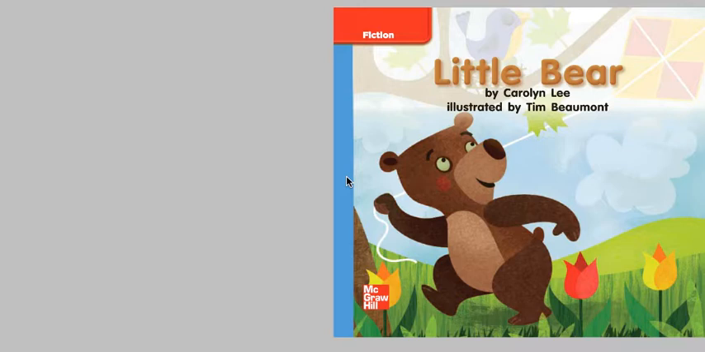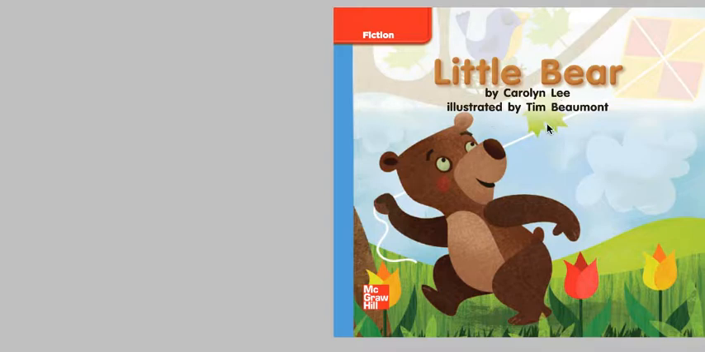Now it's time for us to read our text. This week we'll be doing closer and closer reads, but first we need to start here. Before we read, we're going to look over some things so that maybe we can predict what is happening in the story. The title of our book is Little Bear. The author's name is Carolyn Lee.